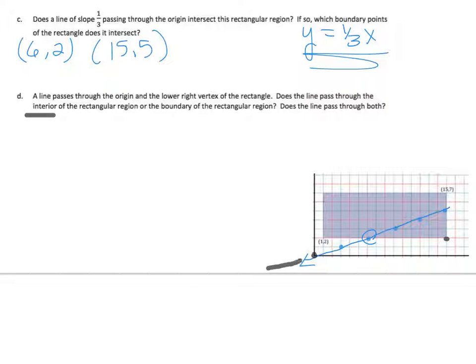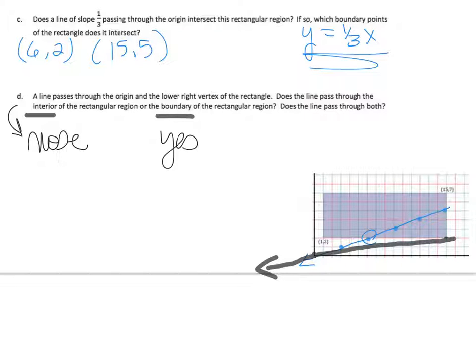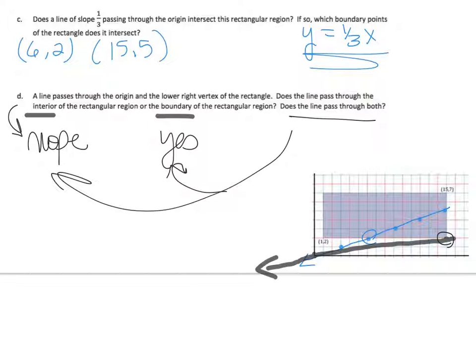Well, what do you guys think? I'm going to have to say nope. Does it pass through the boundary of the rectangular region? Yep. It passes through right there, right on the corner. Does it pass through both? No. So look at it. I mean, it hits the corner, so it does hit the boundary, just not the interior, right?